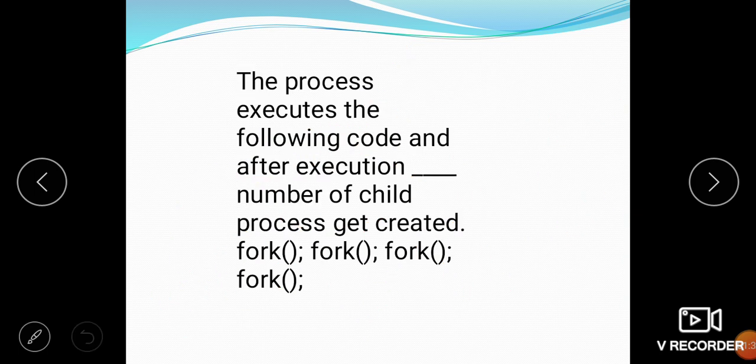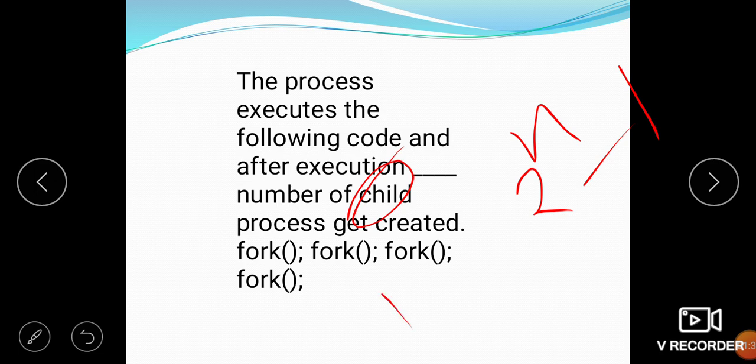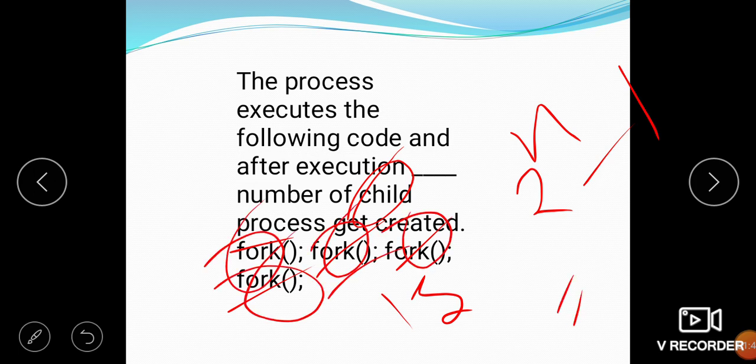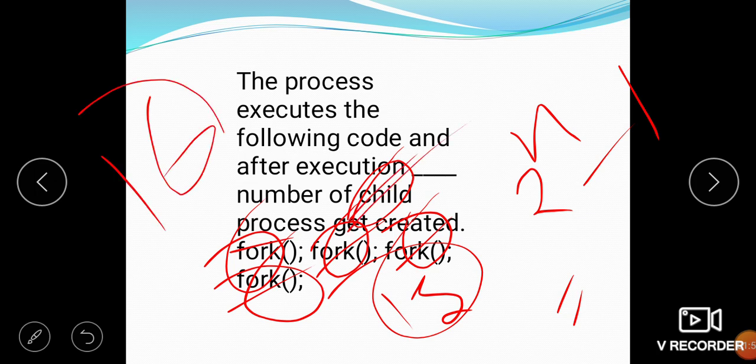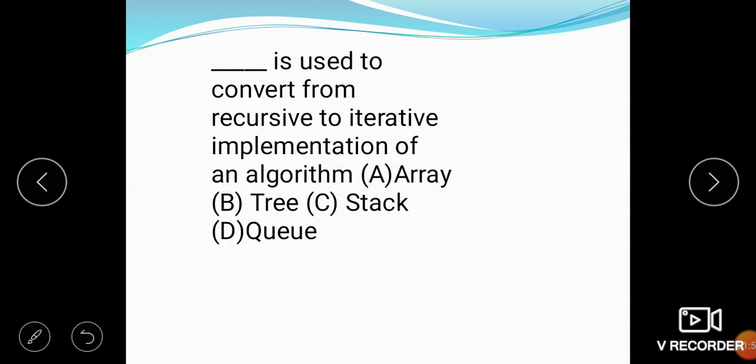Now next is finding the number of child processes. Here child is mentioned, so the formula is 2 to the power n minus 1. Now put the value, you get 15. You can see that fork is called 4 times, so the answer is 15. But when child is not mentioned, the answer is 16, because at that time the parent node is included.